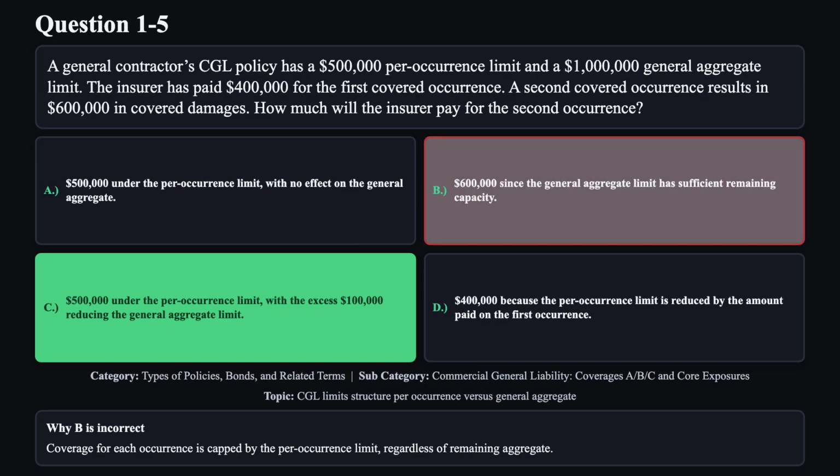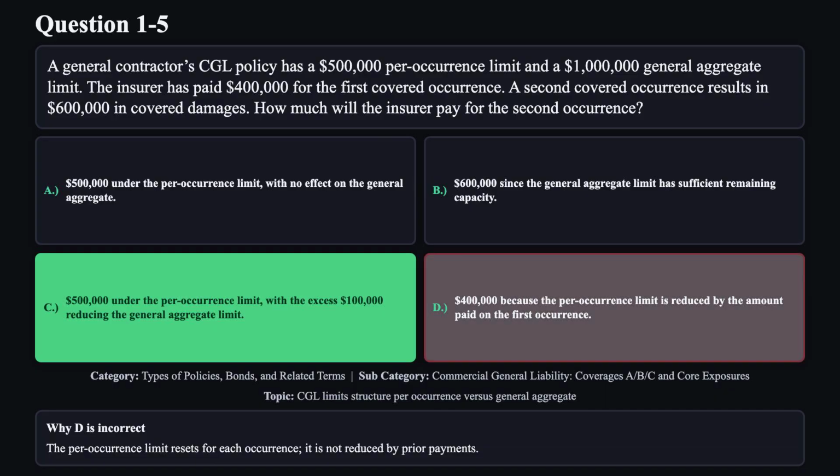Reason B is not correct. Coverage for each occurrence is capped by the per occurrence limit, regardless of remaining aggregate. Reason D is not correct. The per occurrence limit resets for each occurrence. It is not reduced by prior payments.